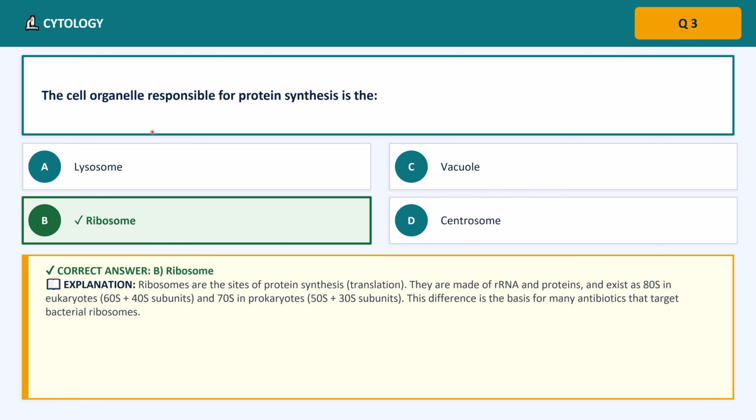Question 3. The cell organelle responsible for protein synthesis is the, option B, ribosomes. Explanation: ribosomes are the sites of protein synthesis, translation. They are made of rRNA and proteins. rRNA means ribosomal RNA, and they exist as 80S in eukaryotes, 60S plus 40S subunits, and 70S in prokaryotes, 50S plus 30S subunits. This difference is the basis for many antibiotics that target bacterial ribosomes.